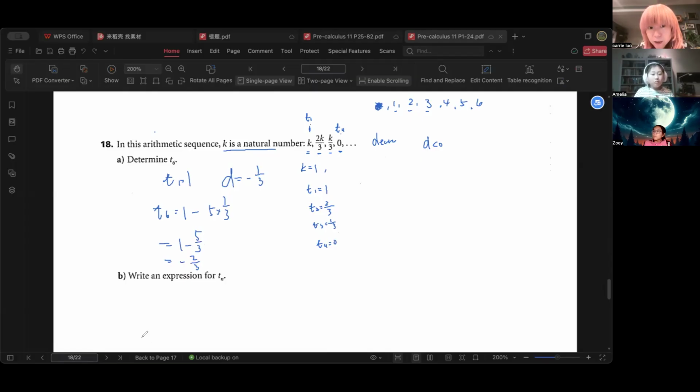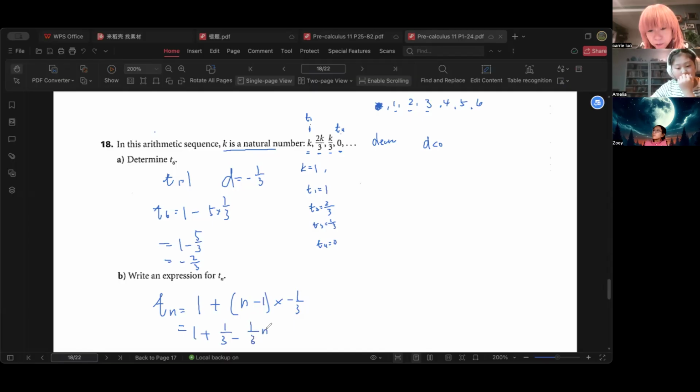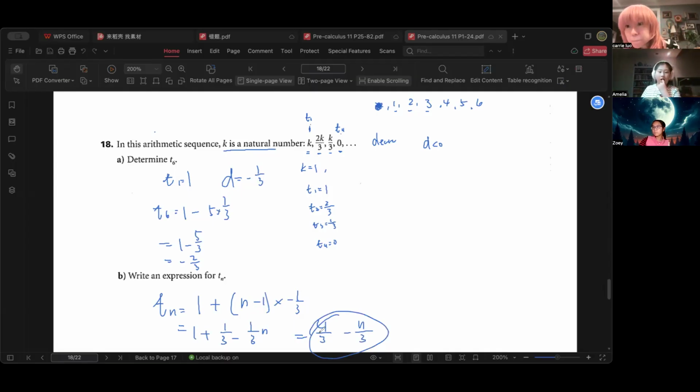Get it? So what is the expression of Tn? Very easy. Tn equals 1 plus (n minus 1) times negative 1 over 3, right? So it's 1 plus 1 over 3 minus n over 3. So it's 4 over 3 minus n over 3. So that is the Tn. Get it, Zoe? Get it, Amelia?